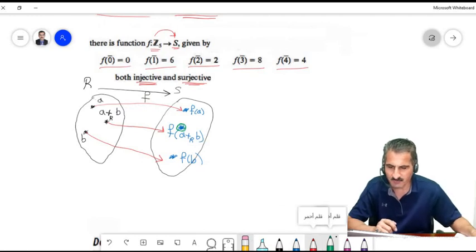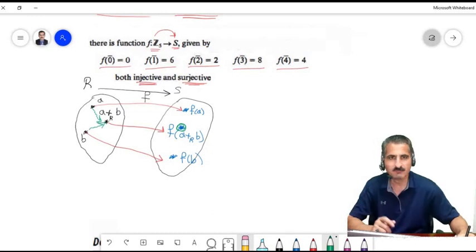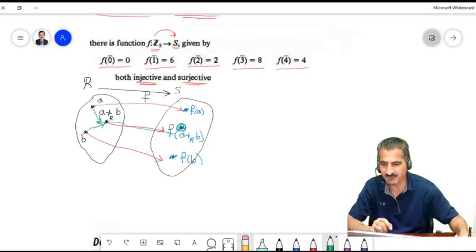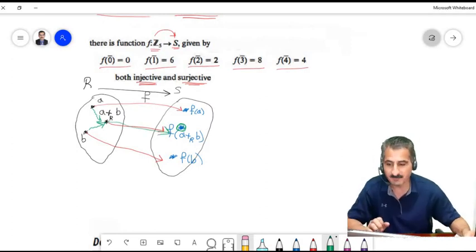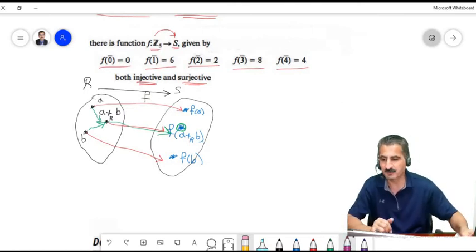First way, we may do the operation between A and B inside R, the domain, and then take the image of that operation. So then we got here. Good? Okay. There is another way to reach that point.